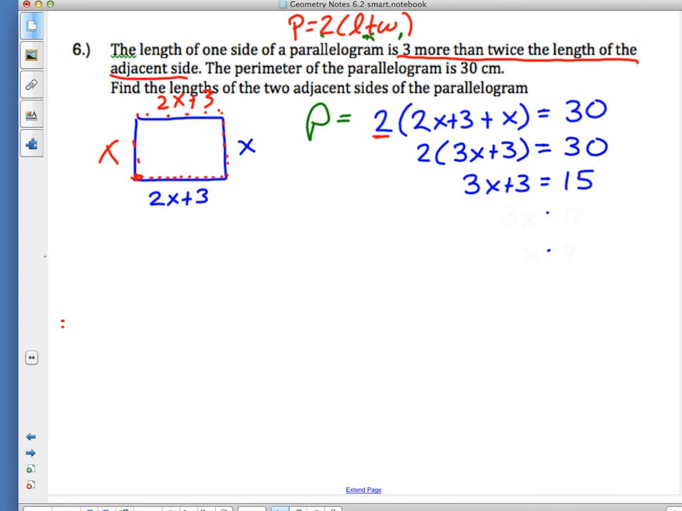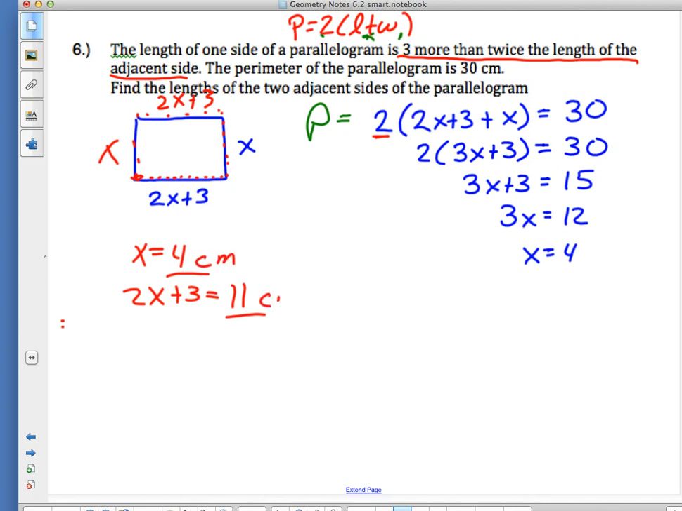All right, so here we go. We got this going. I subtract 3. I got 3x equal 12. Divide by 3, and I got 4. Now, keep in mind, I ain't done. They ask in the problem, find the length of the two adjacent sides. Well, one of them is 4. The other one is, by happenstance, 11. Okay? Does it make sense? Okay, and we have centimeters, so one side is 4 centimeters, the other one's 11 centimeters. Those are my sides. Okay, are we doing okay?